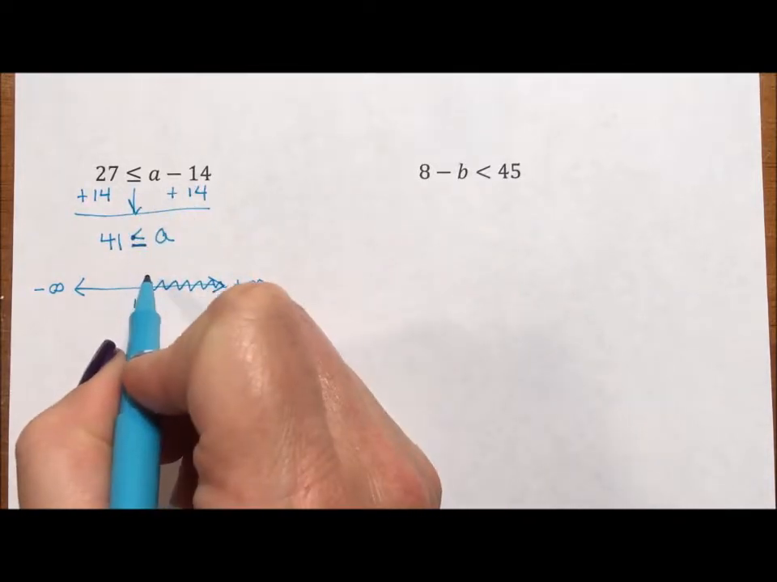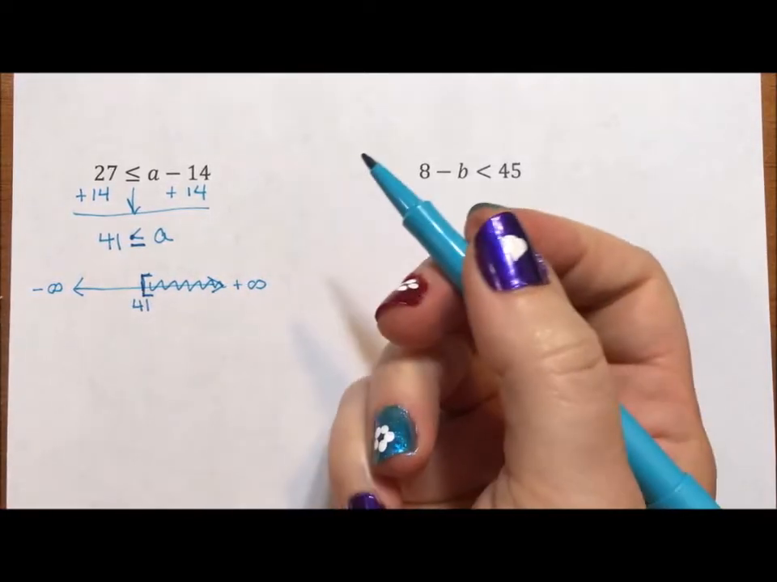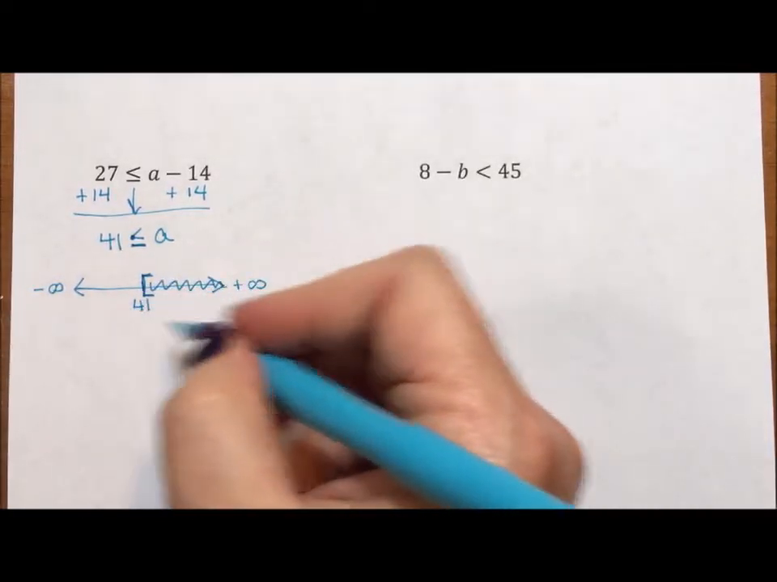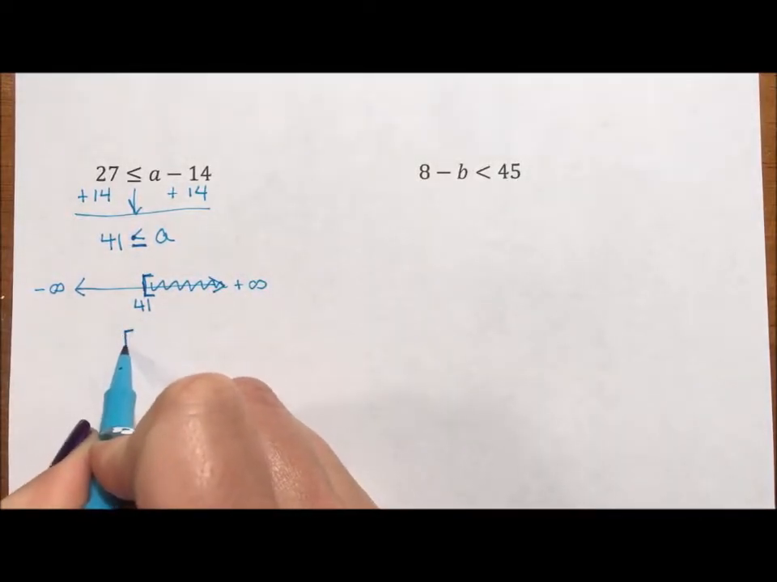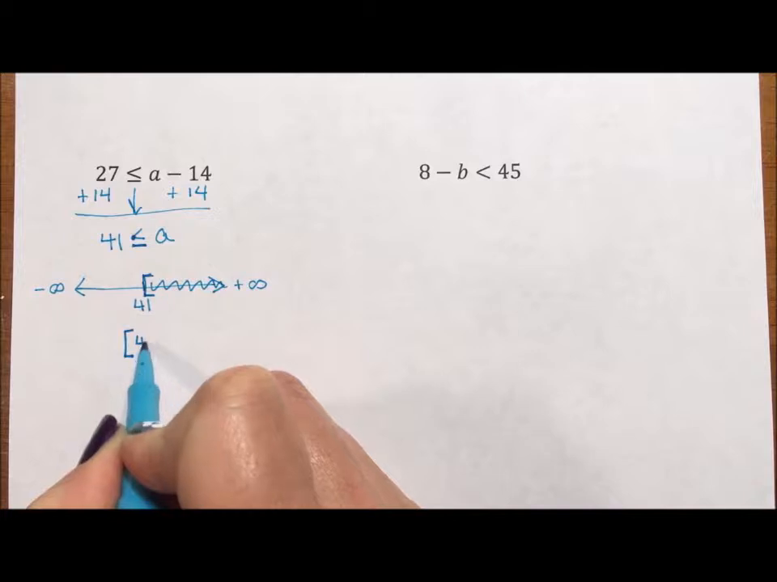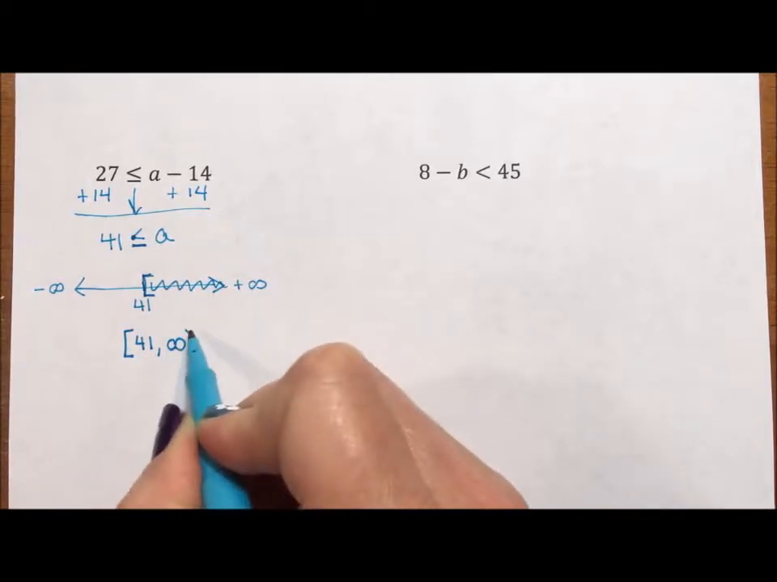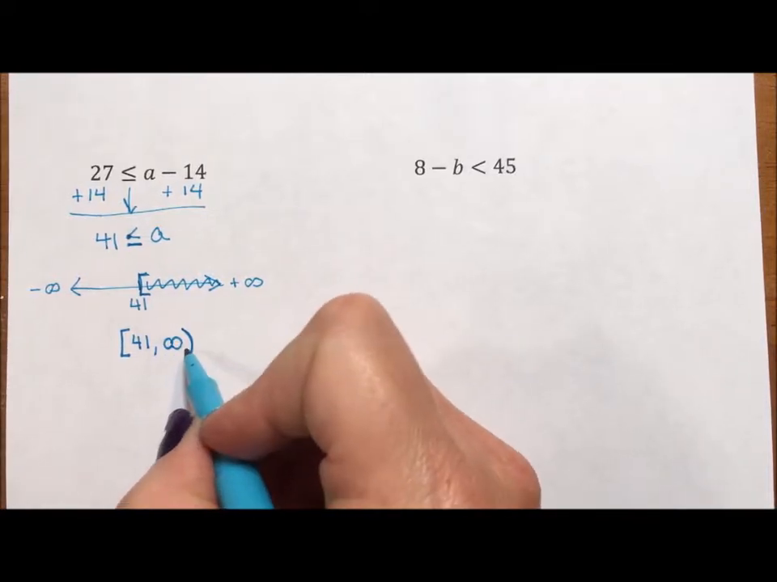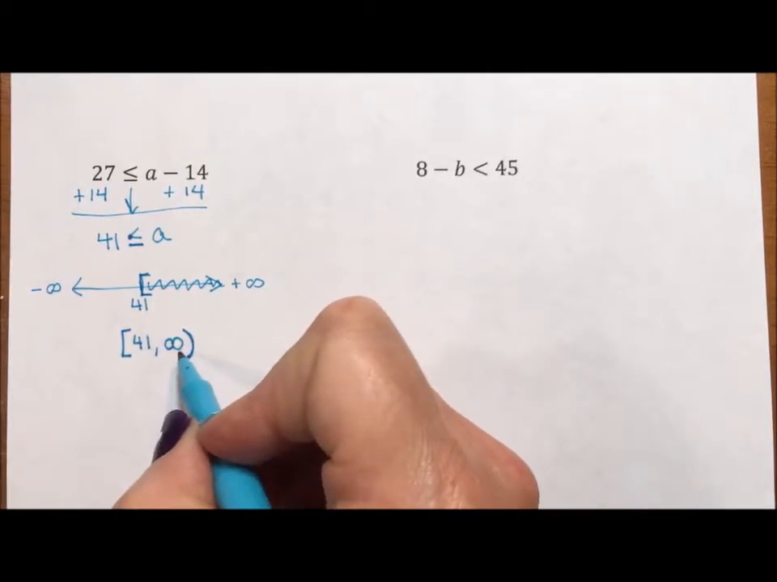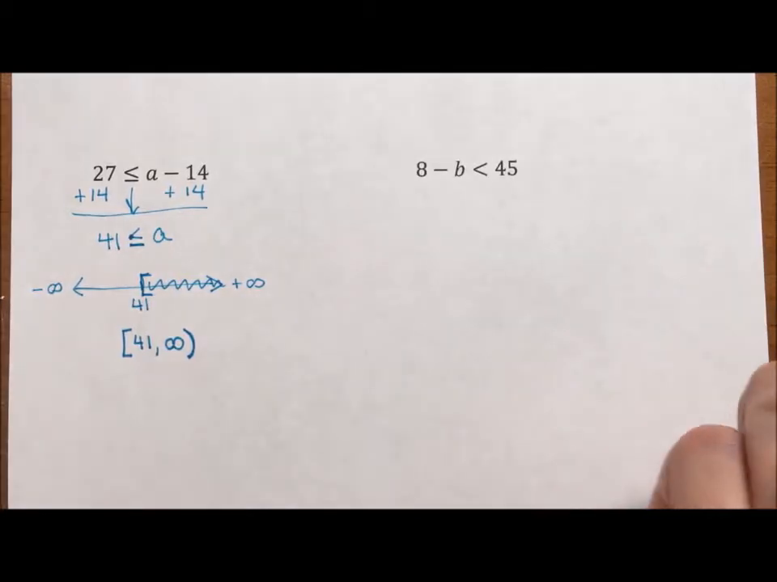And in interval notation, we use a bracket to represent that it can equal. So translating this number line to interval notation is as simple as putting in a bracket, 41, comma, positive infinity, parenthesis. We use a parenthesis for infinity because infinity is a concept meaning big, and it's not an actual number, which means we can't ever equal infinity. We can just go towards infinity.